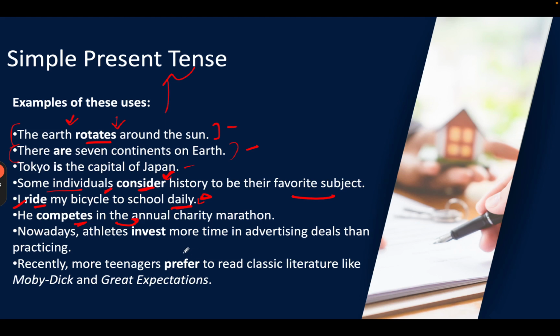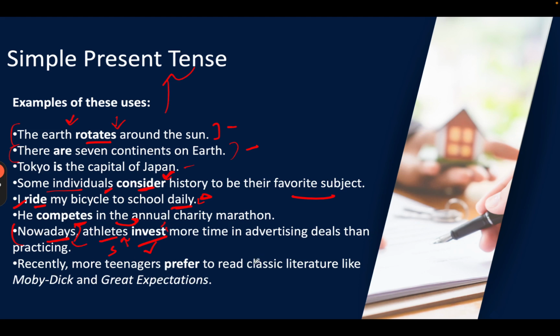Nowadays, athletes invest more time in advertising deals than practicing. So this is a current trend, right? You can use a simple present tense even for a current trend. And how do I know this is a current trend? Because of the mention of nowadays. This is happening these days, like a trend. Athletes is the subject and invest is the verb. Because it's a plural subject, we have not used an S with invest.